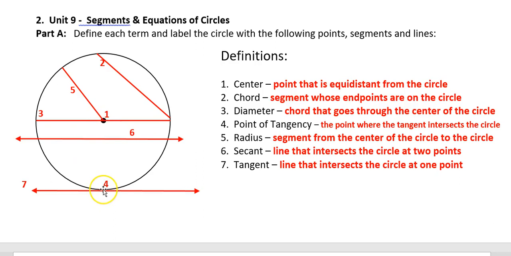Point of tangency is this down here, number 4, because number 7 is a tangent, which is a line. If you notice down here, that's number 7, a line that intersects the circle at one point, and the point that it intersects the circle is right there at 4. Then our radius, we're going to call number 5 our radius. We actually have a couple other radii here from the center of the circle there and from the center of the circle there, but I wanted to talk about the one that's uniquely a radius. And that would be this line right here, number 5, because it goes from the center to the circle. That's a segment again. A secant is a line, and a line that intersects the circle at 2 points, and that's number 6 right here. So those are all of our terms and their definitions.